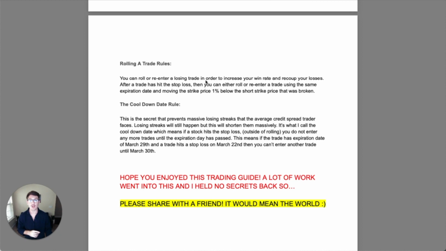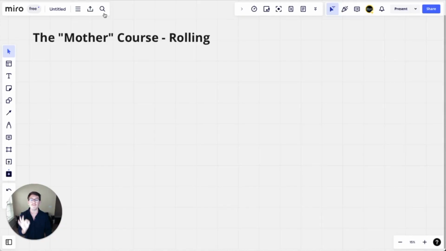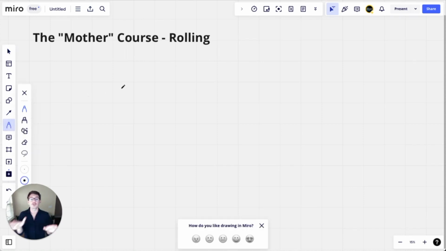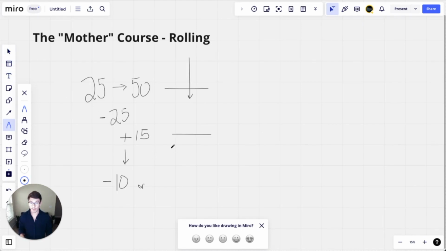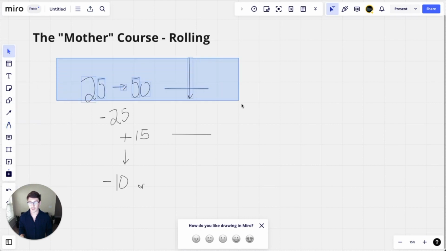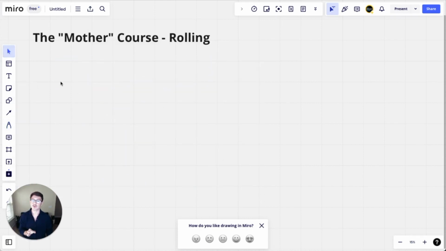Again, it's laid out here exactly how we do it in our trading guide, but let me show you a visual example of how rolling a trade works. If you've never rolled it before, this is your first time hearing about rolling a trade. All right, let's say we're trading a put credit spread.